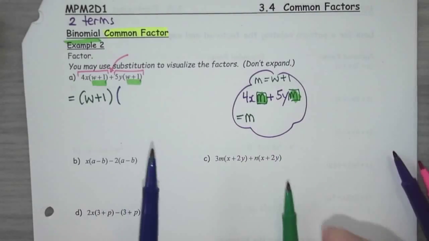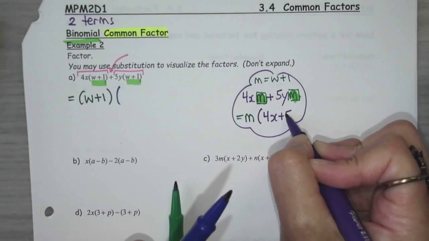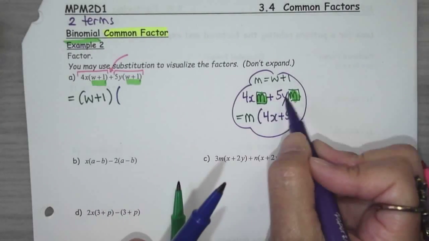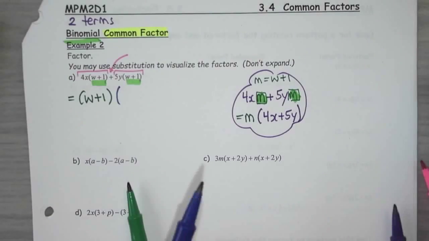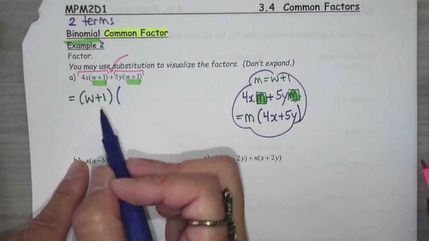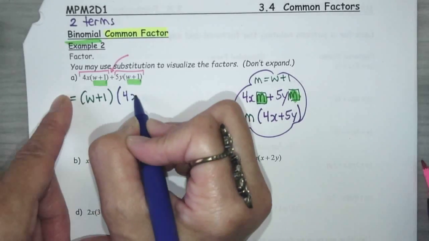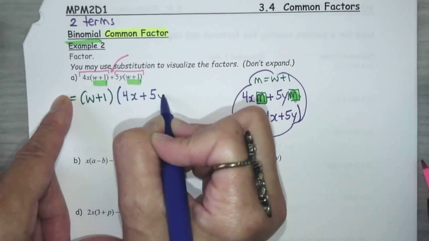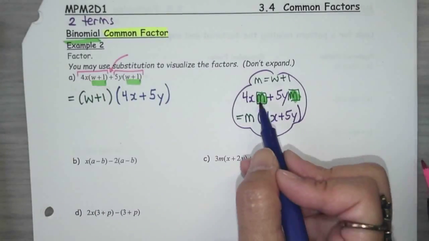So I would take out the m, and then you would write down what's left over, 4x plus 5y. So you're taking out, instead of a single term, this double term, a binomial. But you still write what's left over. This guy came out, this one came out, so I'll have left over 4x plus 5y. So you're grabbing the whole thing instead of a single term.